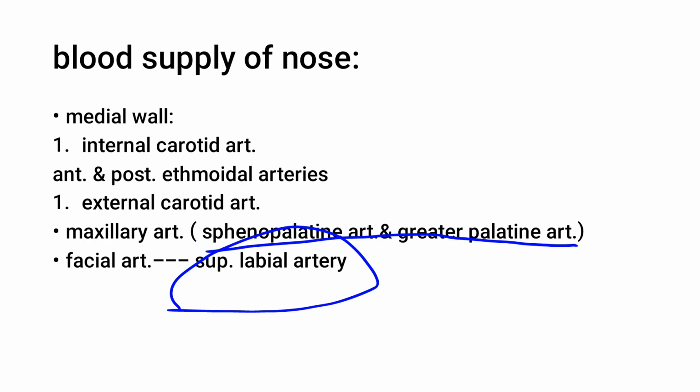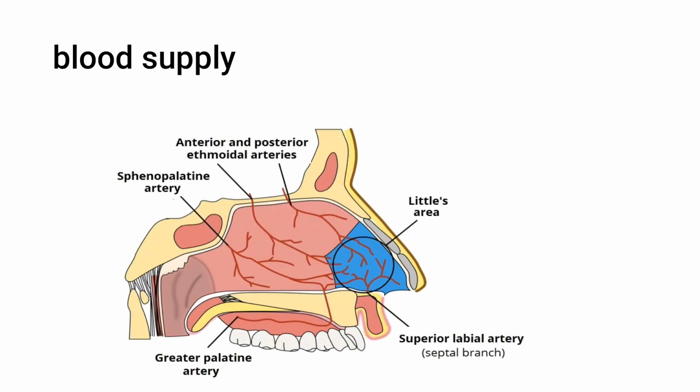Now I will briefly describe the blood supply of the medial wall by means of this picture. So the internal carotid artery gives off two branches, the anterior and posterior ethmoidal arteries. Then we have the sphenopalatine artery, which supplies here the inferior aspect. Now these two branches supply the superior aspect. This is the superior aspect, and the sphenopalatine and greater palatine supply the inferior aspect of the medial septum.